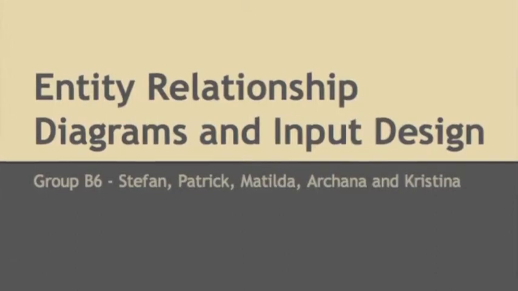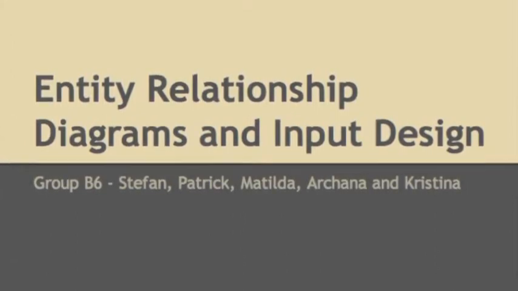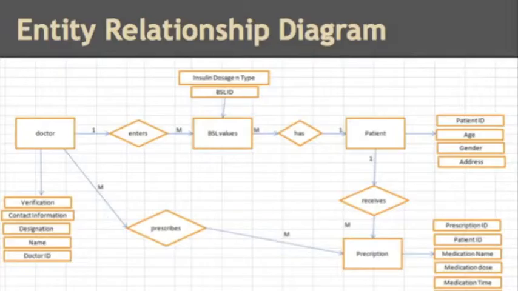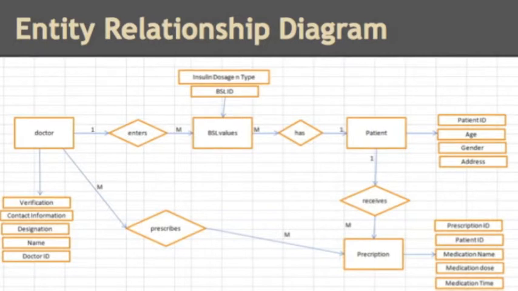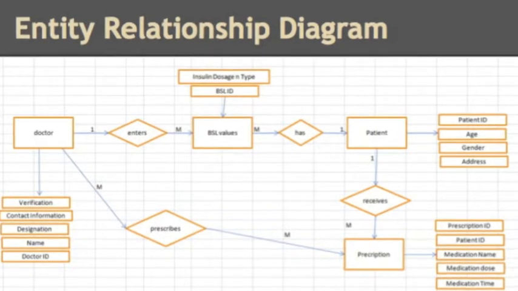Hi, this is Patrick here on behalf of Group B6, and I'm going to explain the entity relationship diagram. It consists of four external entities of a doctor, BSL value, patient, and prescription.